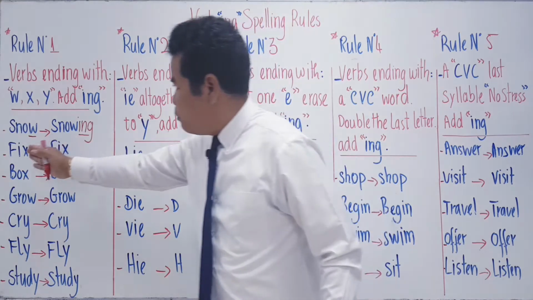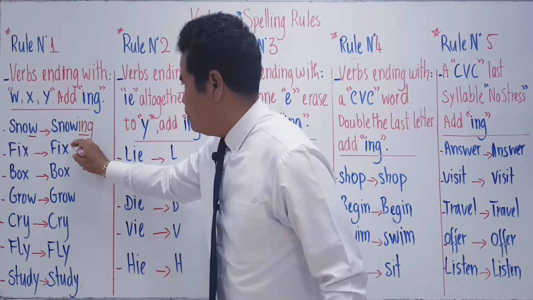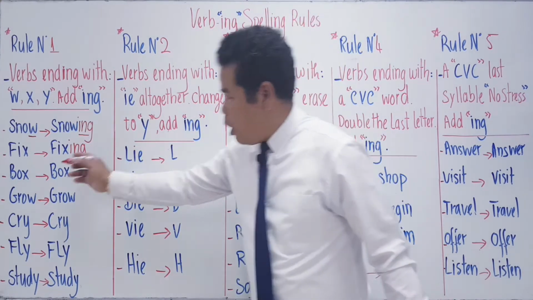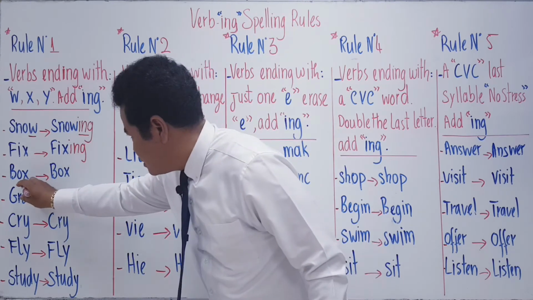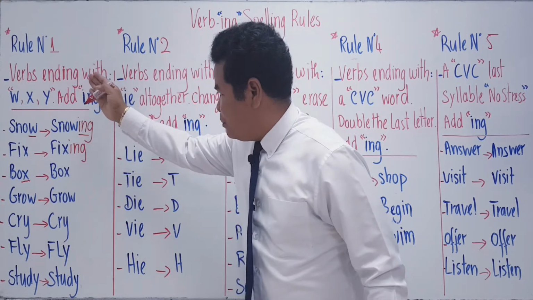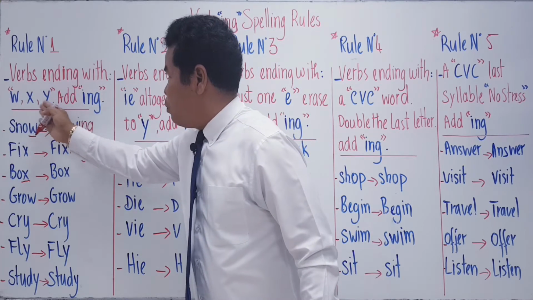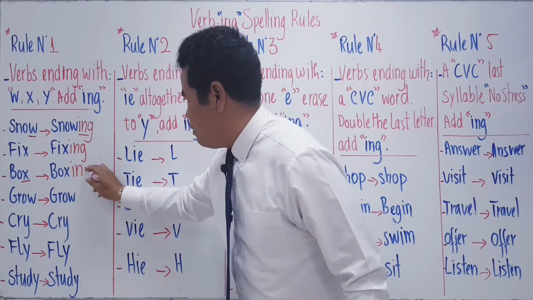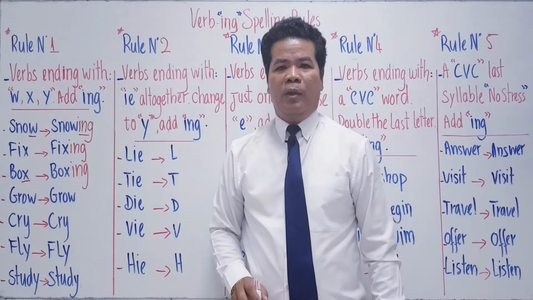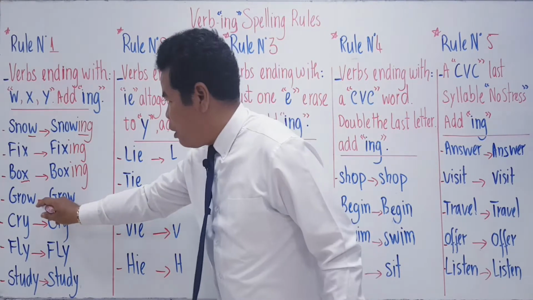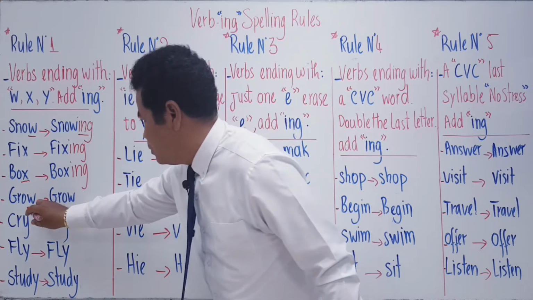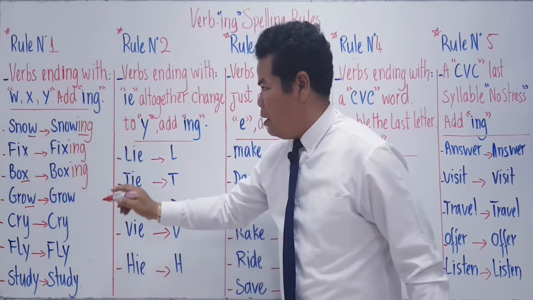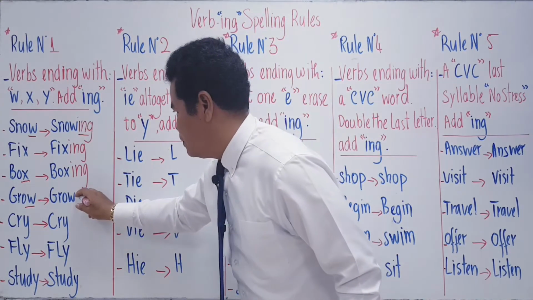Fix. We have fixing. Box. What do you see at the end? X. And then rule number 1, W, X, Y at the end of the verb, we just add ing. So we have boxing. Grow. What do you see at the end of the verb? The W. So the W is one of the three in rule number 1. That's why you don't need to do anything besides adding ing.